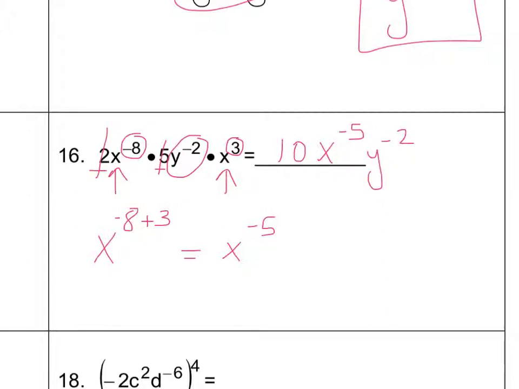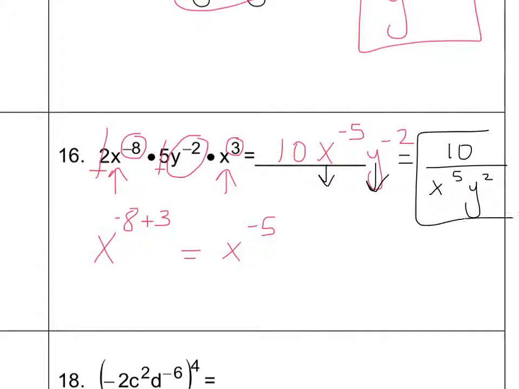So 2 times 5 is a 10. The x's, since they're being multiplied, I added the exponents to get a negative 5, and you just carry the y to the negative 2 over. Now, whether you move the negative exponent down from the beginning or you leave it to the end, it's the same thing. It's whatever makes your work easier. So since this is negative, it has to go down and this has to go down. So it's 10 over x to the 5th and y to the 2nd. That would be your final answer.